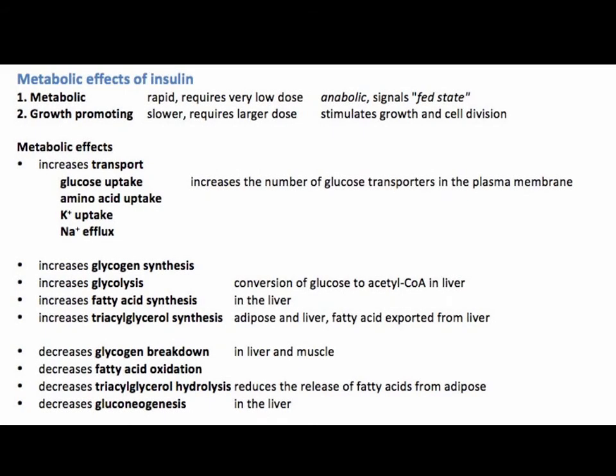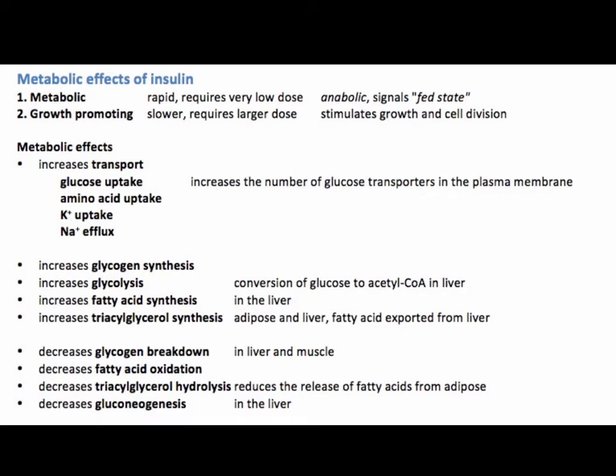Now we can examine the metabolic effects of insulin. Insulin has both growth-promoting and metabolic effects. The growth-promoting effects are slower and require a larger amount of hormone, while the metabolic effects are faster and require a smaller amount. Looking at the metabolic effects, insulin stimulates an increase in the transport of glucose into cells. In tissues such as adipose and muscle, this is due to the insulin-sensitive GLUT4 transporter. Insulin also stimulates the transport of amino acids into the cell. It stimulates potassium uptake and sodium efflux out of the cell.